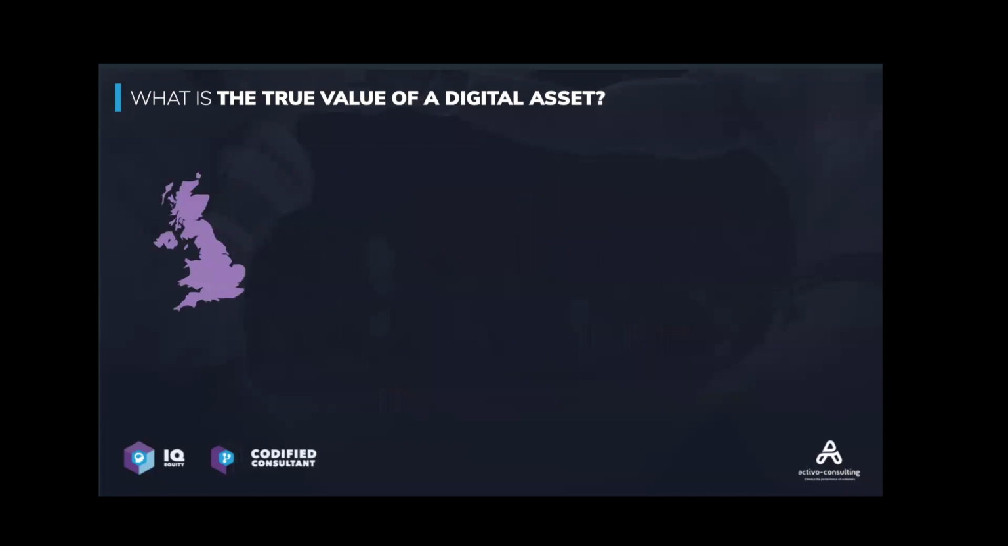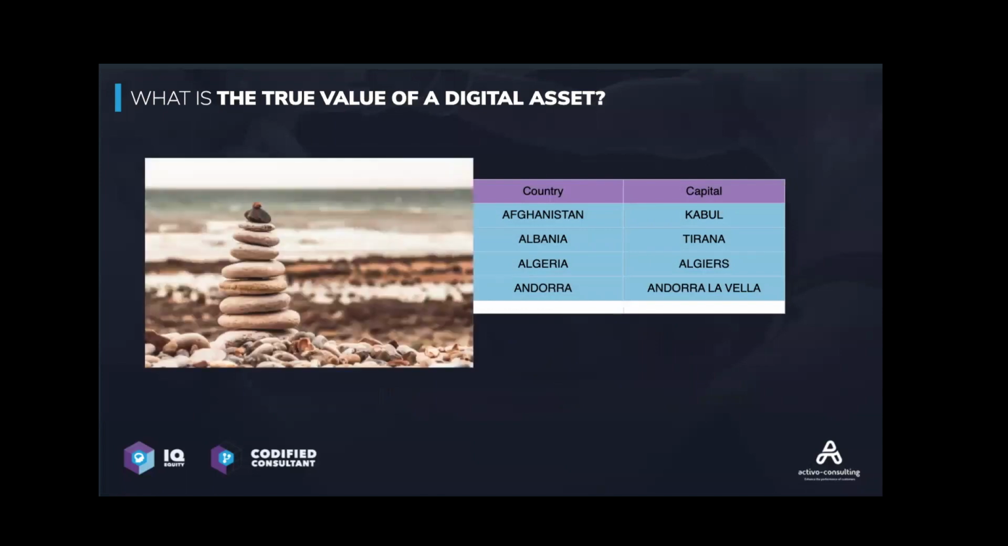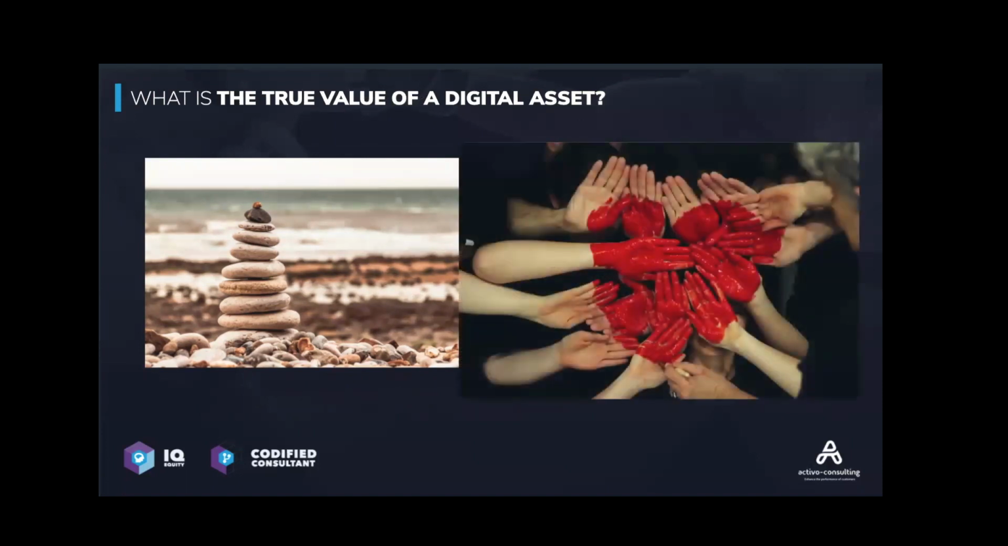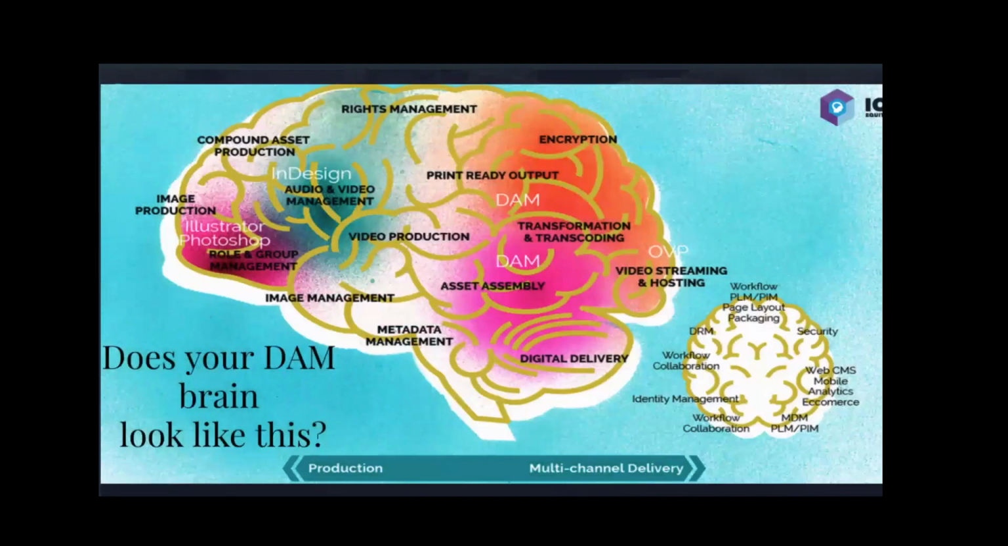So what is the true value of a digital asset? Is it any digital file with metadata within a controlled vocabulary and a sound taxonomy, maybe wrapped in an ontological structure of meaning? Well, the true value of a digital asset today and tomorrow is any digital file with metadata within a controlled vocabulary and a sound taxonomy wrapped in an ontological structure, meaning rendered in multilingual semantic schemas, and yes, built by empaths. 5 years ago, people laughed at me at that, but actually, when you look at today's modern DAM, you've got to ask yourself, does your DAM brain look like this?